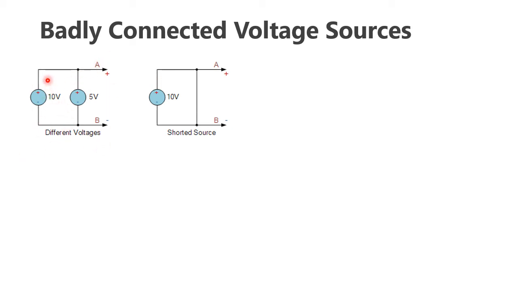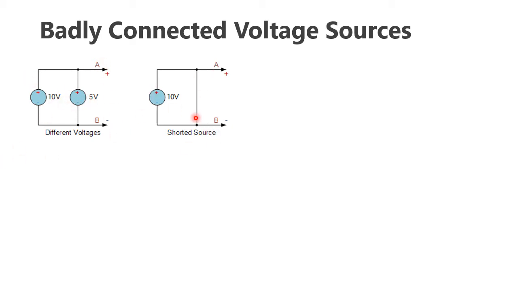So if you want to connect two or more voltage sources or batteries in parallel, then all the batteries or all the voltage sources should be the same value. Here there are two different values, so this should be avoided.